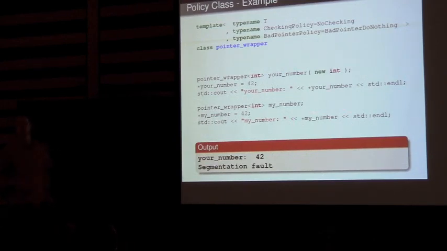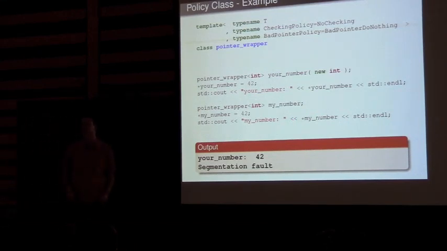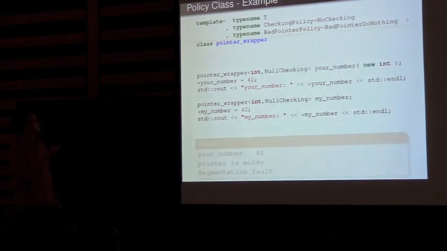Now why are we seg faulting instead of printing out that my pointer's moldy? So the checking policy. There's no checking policy, or it's no check. Right, very good. So here I have taken and created this pointer wrapper with the default policies. The default policy was no checking. And luckily enough, I got a seg fault. Okay, so let's change this to not that, and say that we want now null checking.